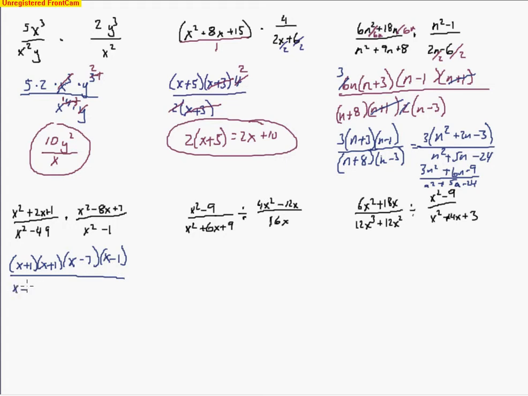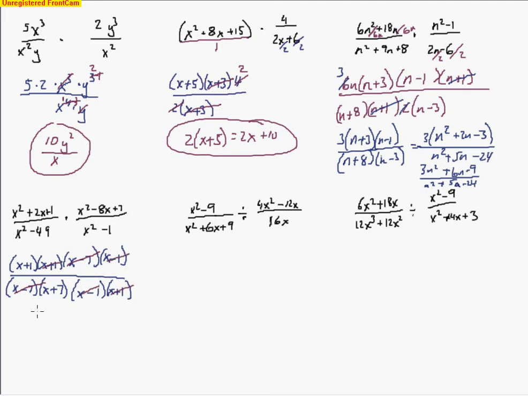Next one's going to be an x minus 7 and an x plus 7. Difference of 2 squares factors to a sum and a difference. Next one's x minus 1 and x plus 1. Same thing. Difference of 2 squares factors to a sum and a difference. So now we go ahead and cancel out the common factors. X minus 7 cancels, x minus 1, and 1 of the x plus 1s.